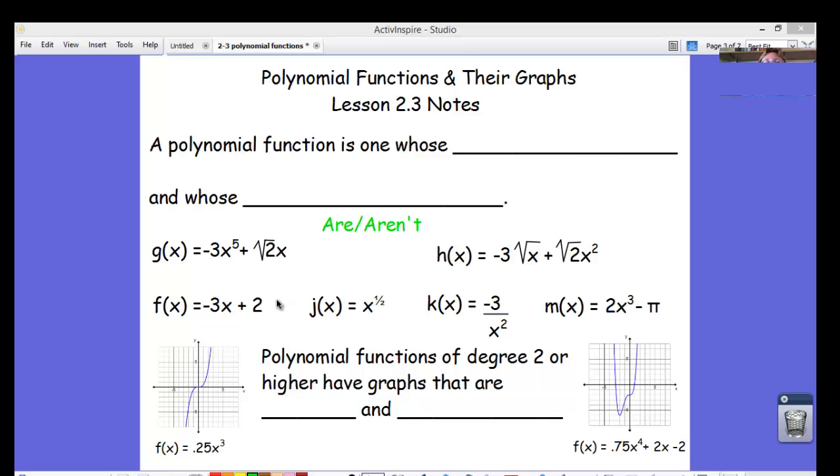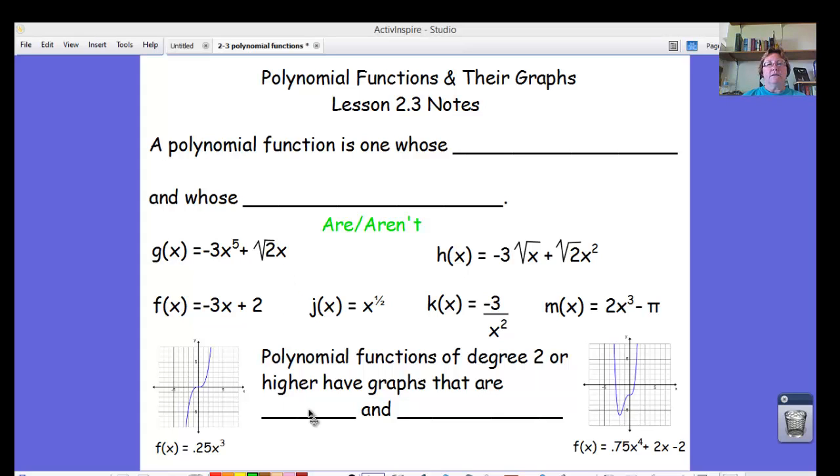Hi, and welcome to our lesson 2-3. For the next few days, we're going to be talking about polynomial functions and their graphs, specifically today, and then several days spent on finding roots or solutions for polynomial equations. So today our focus though is going to be on graphs.